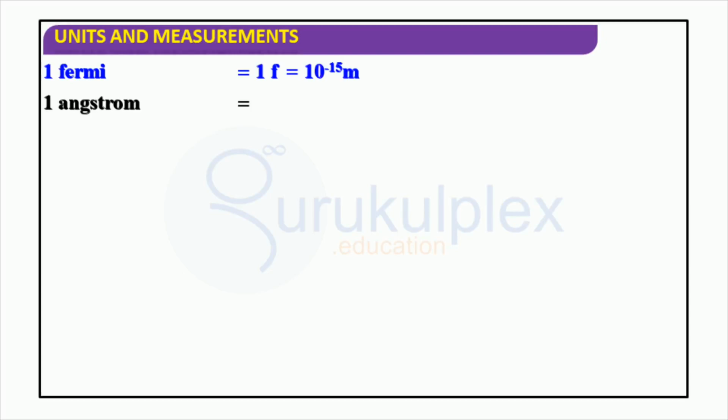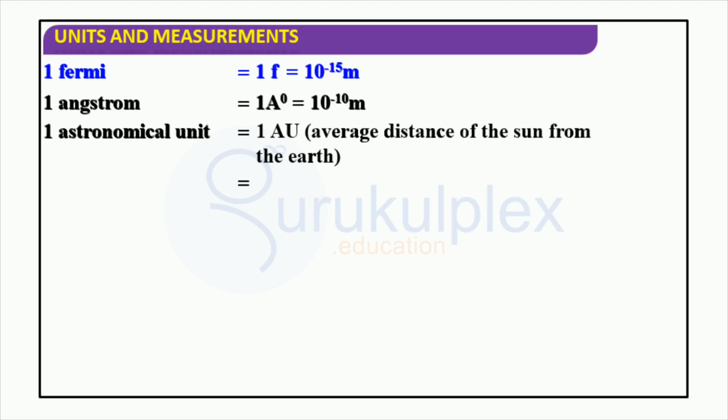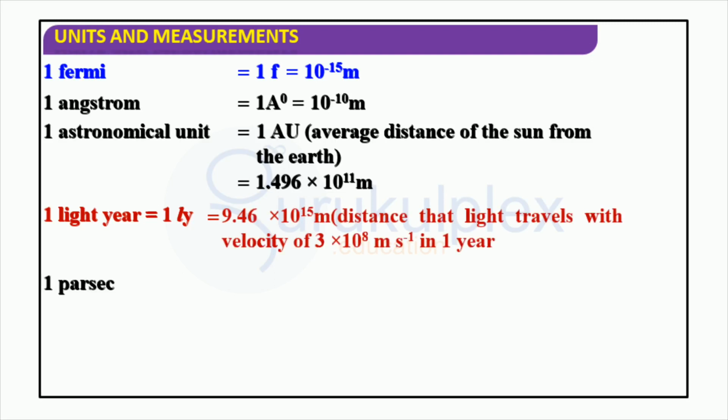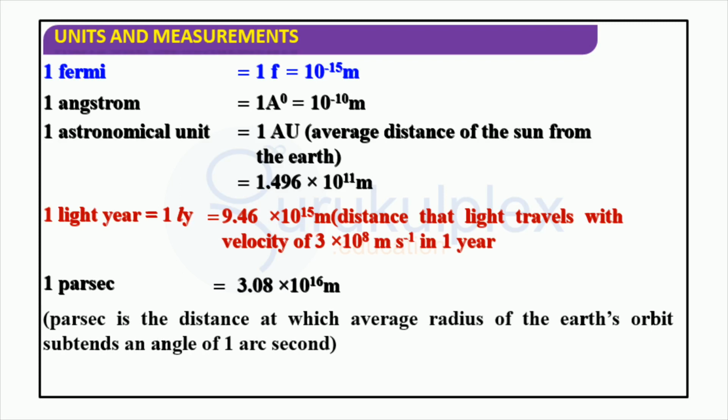When discussing length, keep in mind that 1 Fermi is equal to 10 to the minus 15 meter, 1 angstrom is 10 to the minus 10 meter, and 1 astronomical unit is the average distance of the Sun from the Earth, 1.496 times 10 to the power of 11 meter. Another unit of length is 1 light year, the distance light travels in 1 year, 9.46 times 10 to the power of 15 meter, and 1 parsec is equal to 3.08 times 10 to the power of 16 meter, which is equal to the distance at which the average radius of the Earth's orbit subtends an angle of 1 arc-second.